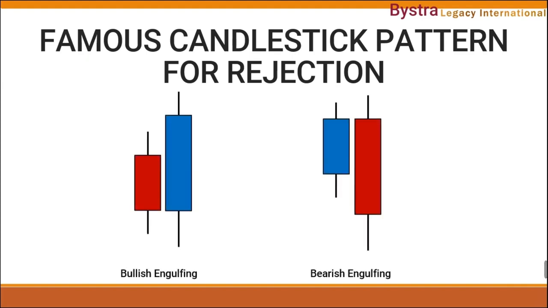So let's look at some of the CRS, the candlestick reversal signals. The most common and the most famous candlestick reversal pattern that traders always use is the engulfing candle. We have learned the engulfing candle in the earlier class. So this is the bullish engulfing and the bearish engulfing. It's very easy to spot with this, isn't it? Alright, so let's have a look at some other candlestick reversal signals.